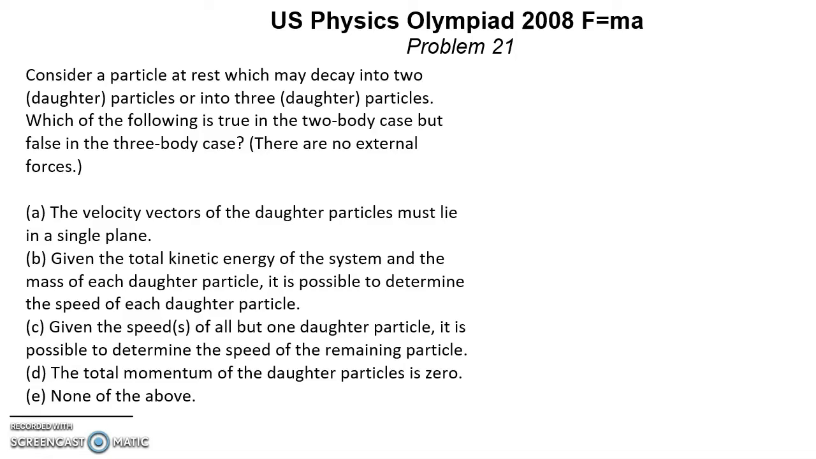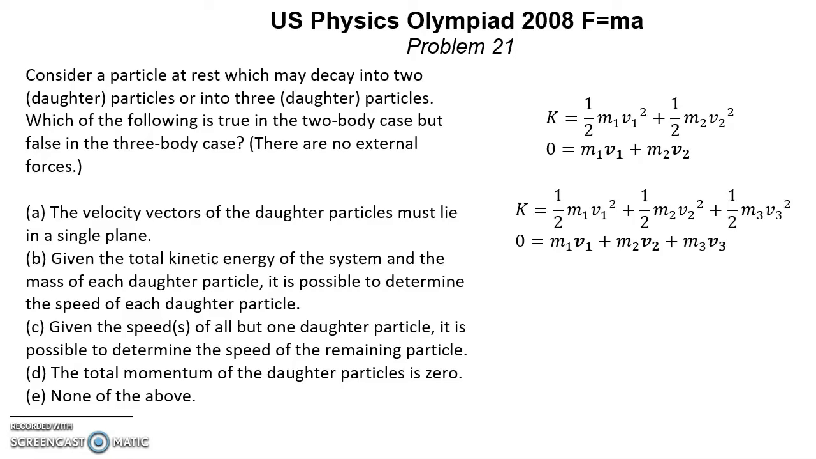Let's see. For 2 particles, we have these 2 equations. We have total kinetic energy and we have 0 momentum, and we have both masses. It means that we have 2 variables, V1 and V2, and 2 equations. So it means that that's correct. We can calculate the speed of each particle. But consider the 3 particles case.